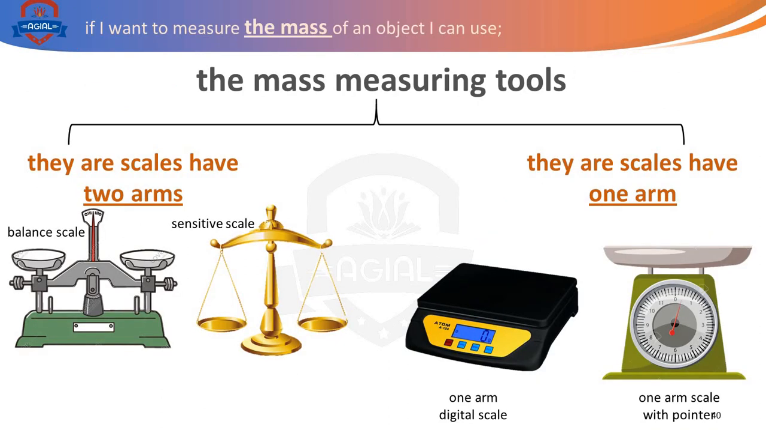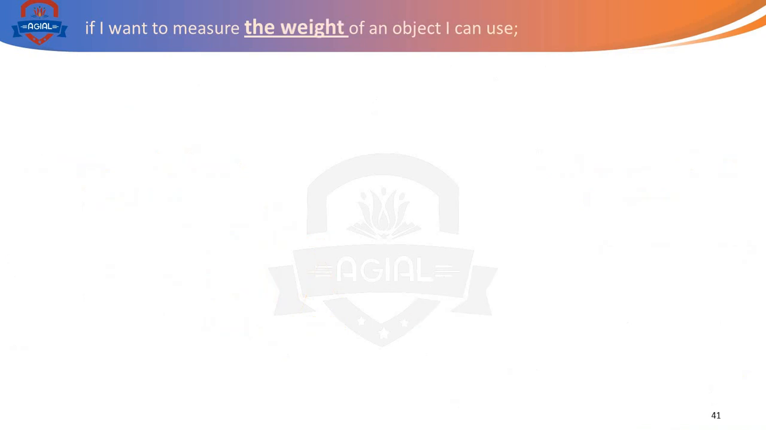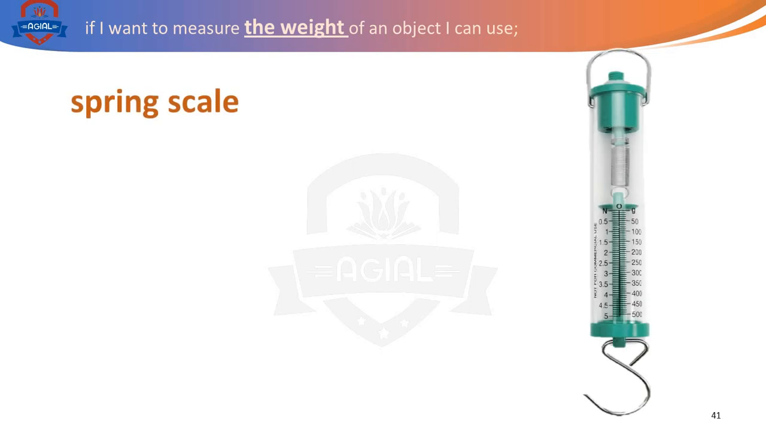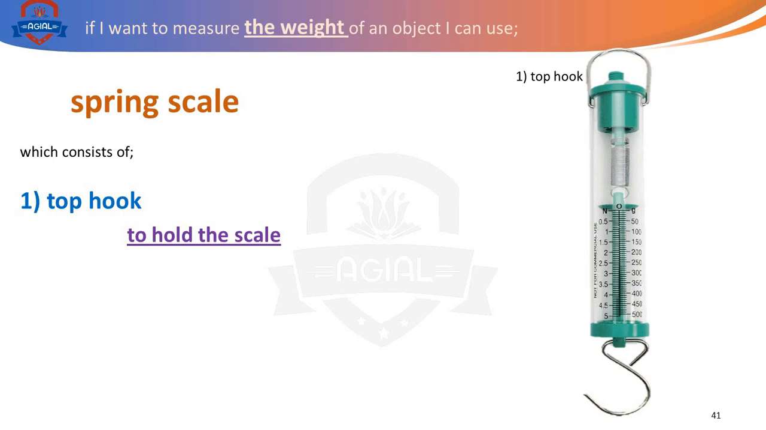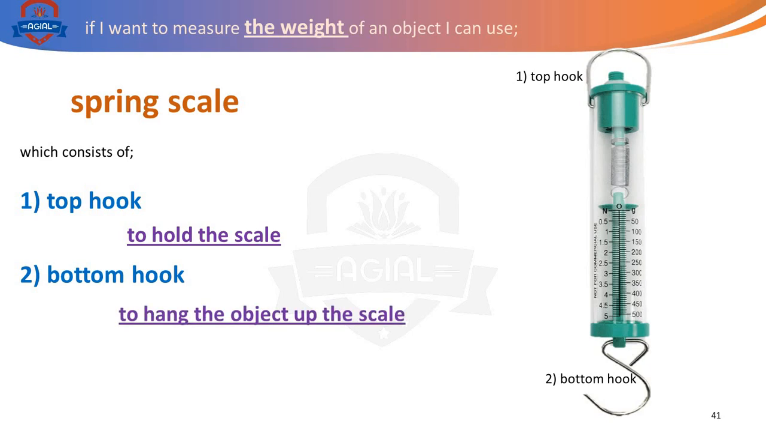As we said about mass, we use a measuring tool to measure the mass of an object. In the same way, weight has a tool to measure the weight of an object. This tool is called a spring scale, which consists of 3 parts. The first part is the top hook to hold the scale. The next part is the bottom hook to hang the object on the scale. The third part is a spring with a pointer.